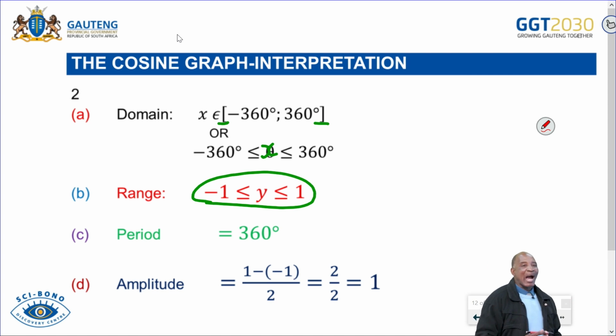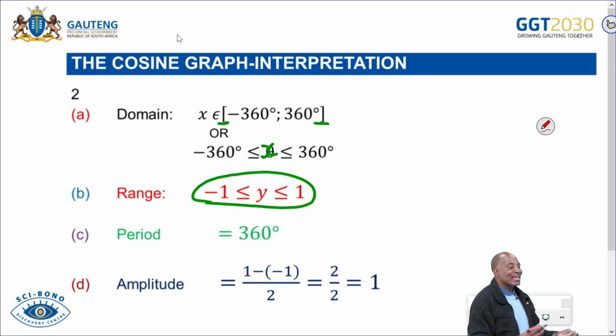Same applies to the amplitude. The highest value is 1, the lowest value is a -1. Subtracting those two will give you a 2, half that distance to see by how many units it displaces itself either upwards or downwards. It's a maximum of 1 to either side.